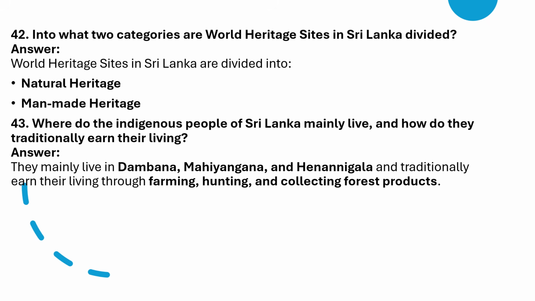Where do the indigenous people of Sri Lanka mainly live? And how do they traditionally earn their living? They mainly live in Dambana, Mahiyangane, and Henanigala. Get that? Henanigala. And they traditionally earn their living through farming, hunting, and collecting forest products.